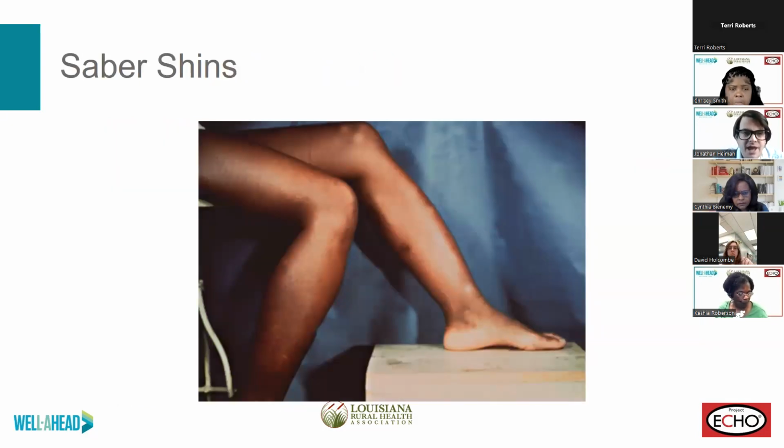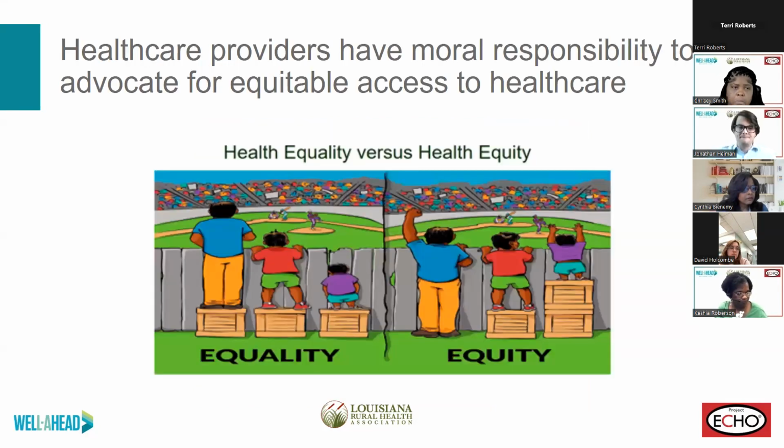Okay, and then finally, we have what's called saber shins, which is anterior bowing of the shin. So the point of all these pictures and discussion is that syphilis in a newborn can affect essentially all organ systems and can cause physical changes that you can see in their bones. All right, next slide, sorry.